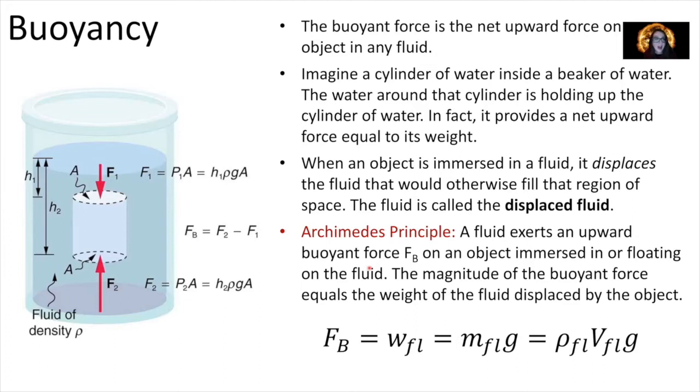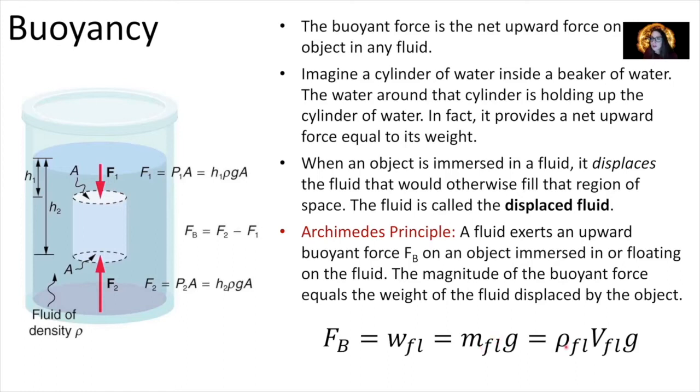So every object that is in water, floating in water, submersed in water, experiences this buoyant force. When you're in the bathtub, you experience this buoyant force. And this buoyant force is equal to the weight of the fluid that the body is displacing, or that the body is pushing out of the way. That's equal to the mass of the fluid displaced times gravity.